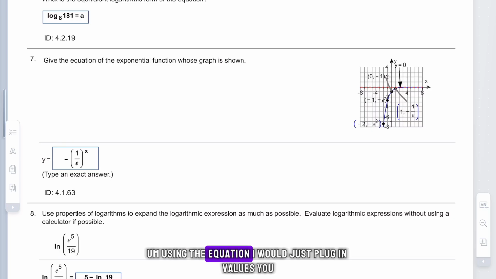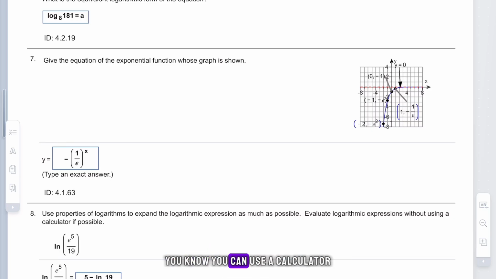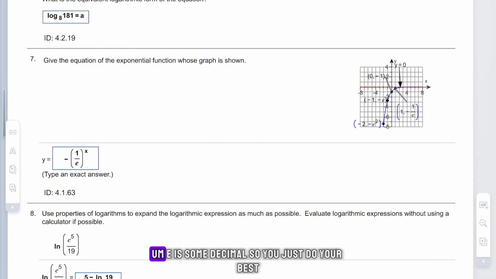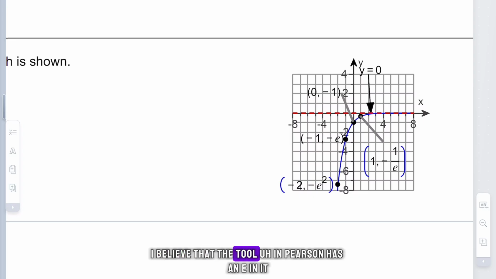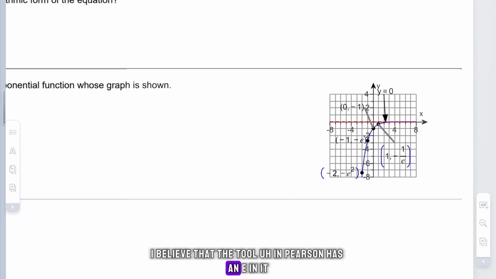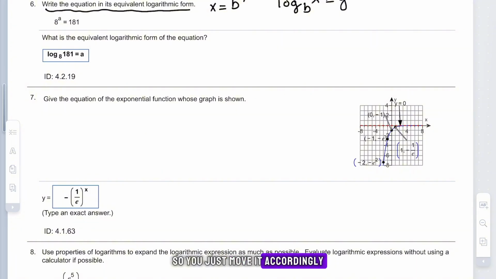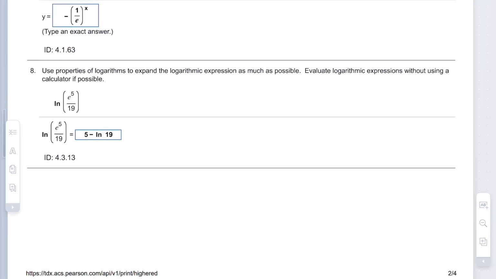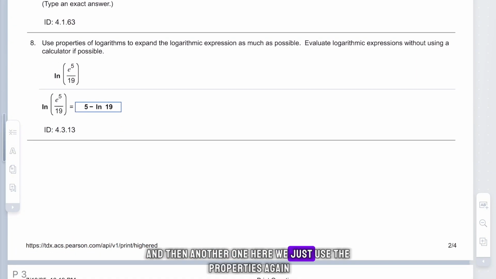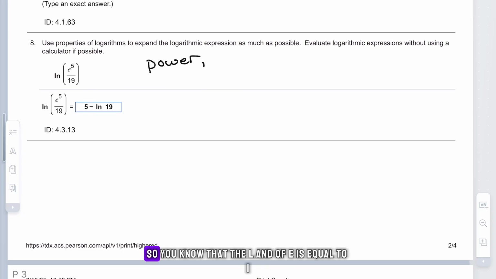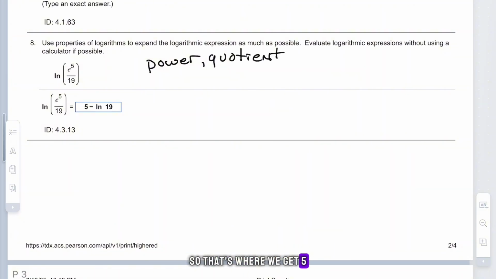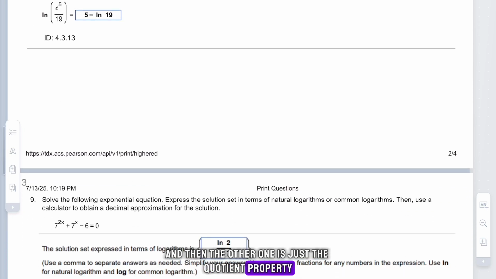Using the equation, I would just plug in values. You can use a calculator. E is some decimal, so you just do your best. I believe that the tool in Pearson has an E in it, so you just move it accordingly. And then another one here, we just use the properties again. So you know that the ln of E is equal to 1, so that's where we get 5. And then the other one is just the quotient property.